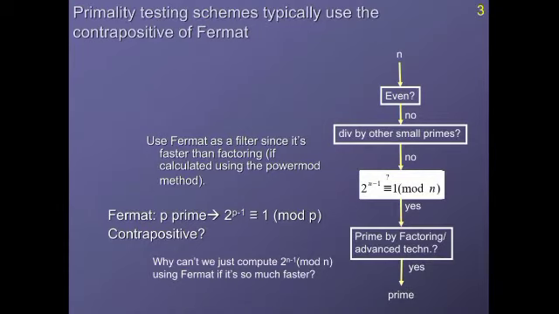Primality testing schemes typically use the contrapositive of Fermat. So we use Fermat as a filter, since it's faster than factoring: if calculated using the power mod and divide by other primes. And Fermat: if p is prime, then 2 raised to the power of p minus 1 is congruent to 1 mod p. Contrapositive? So yes. And why can't we just compute 2 raised to the power of n minus 1 mod n using Fermat if it's so much faster? Because proving primality by factoring and advanced technology is yes. It's prime.